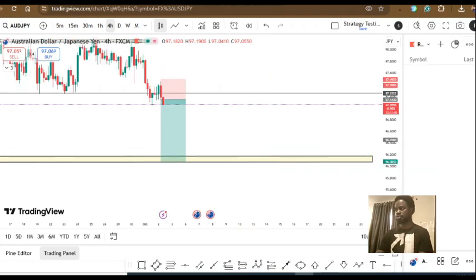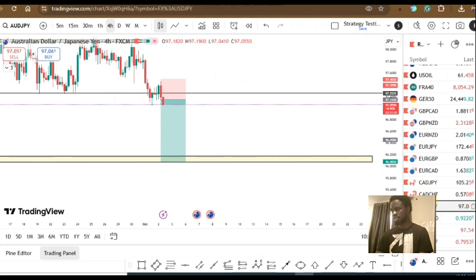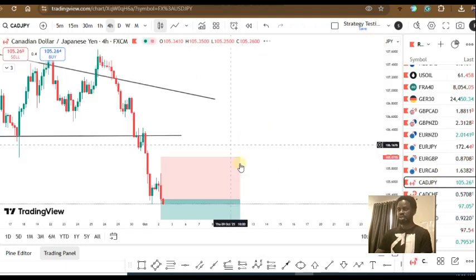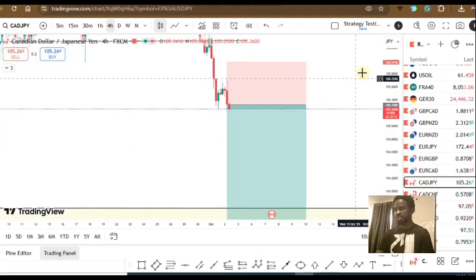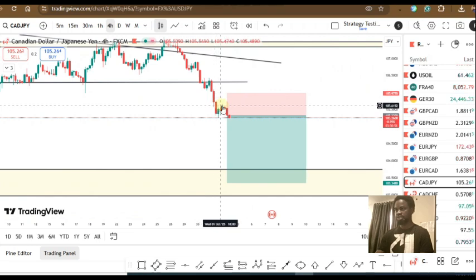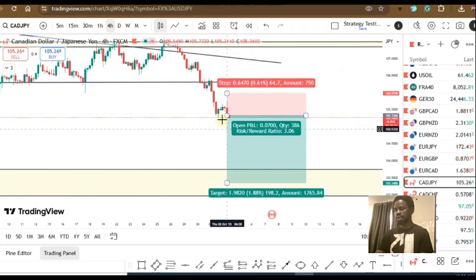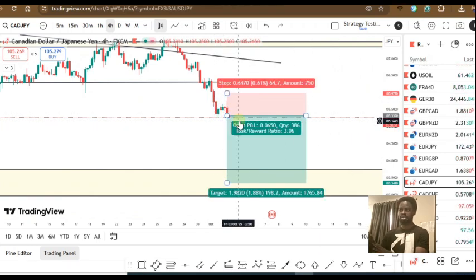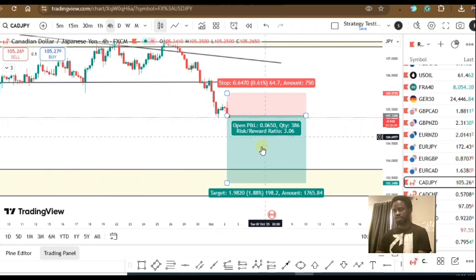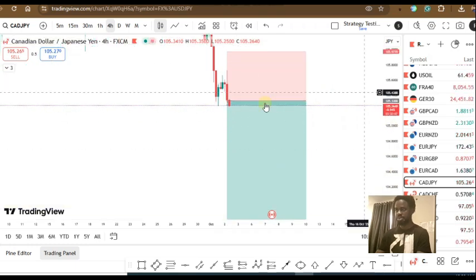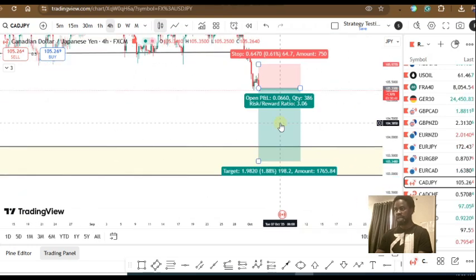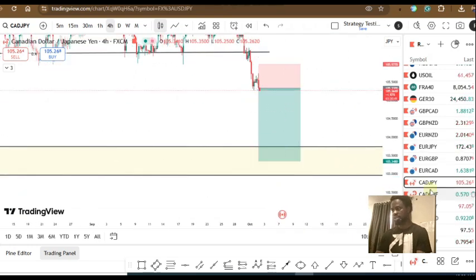So let me just go to the CADJPY. Let me show you the trade on the CADJPY. You also see that it's the same thing. You can see this is the CADJPY chart as well. It was a retracement, this one here, and that's the entry. But this one is kind of slower than AUDJPY. I can see AUDJPY is already in profit very well, but this one is just in a little bit of profit. All right. And this also is a huge 1 to 3, same as the AUDJPY.